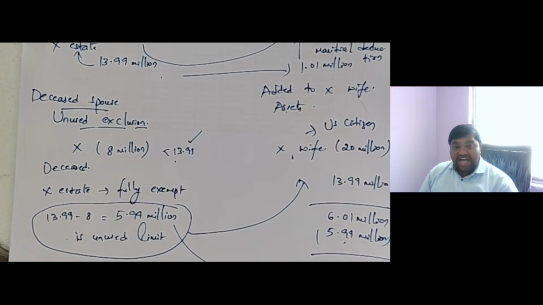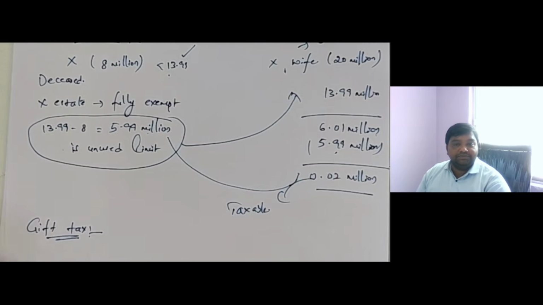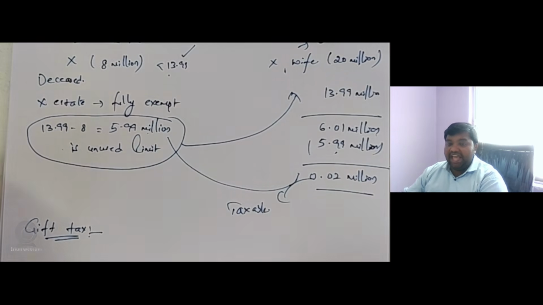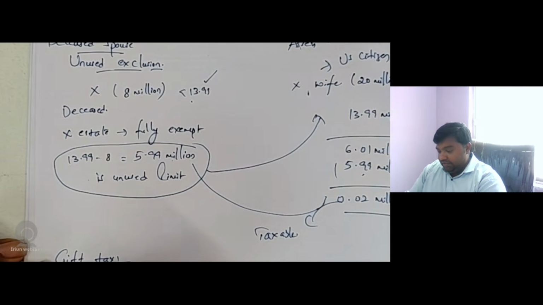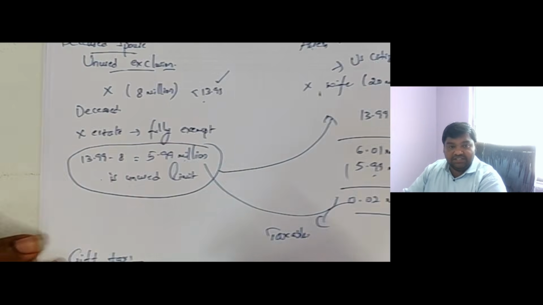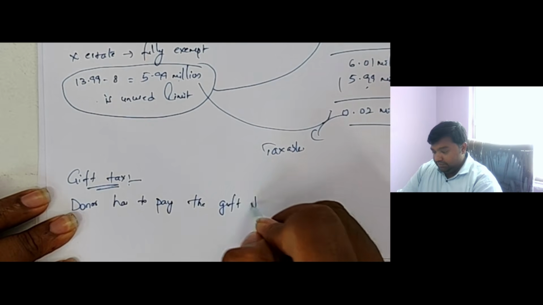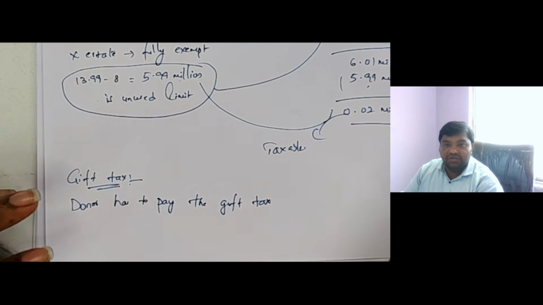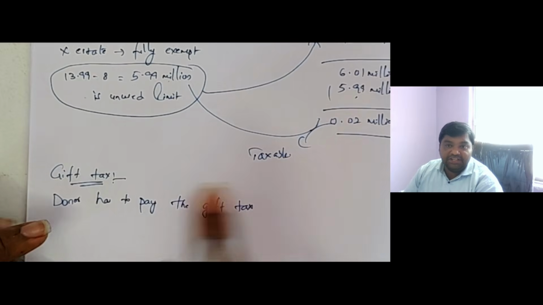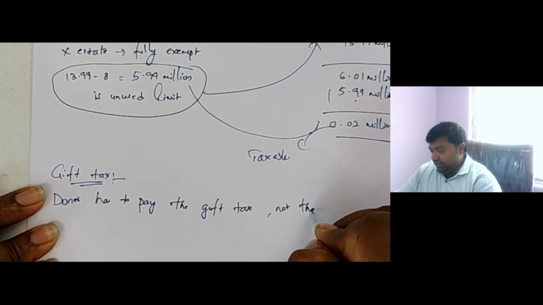Now let us discuss the last and final concept, which is gift tax. In gift tax, the donor has to pay the gift tax. In India, normally the donee who receives the gift will pay the tax, but in the US, the donor has to pay the gift tax, not the donee.